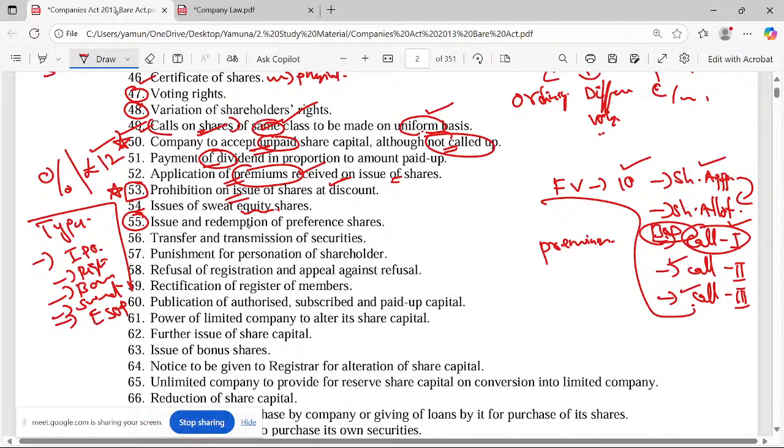Section 55 discusses the issue and redemption of preference shares. I'm not going to continue hereafter. I'll come back a bit later.